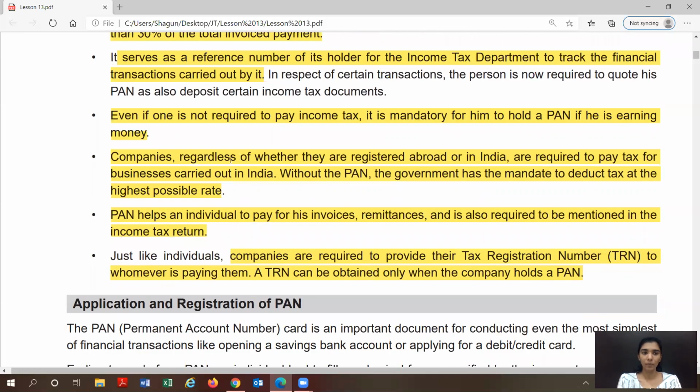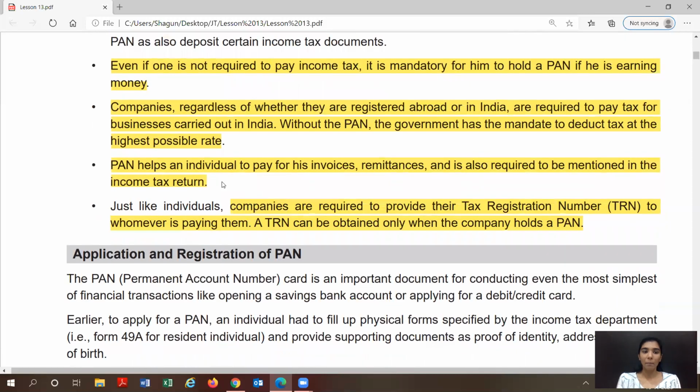Companies, regardless of whether they are registered in India or abroad, are required to pay tax for the businesses carried out in India. Without PAN, the government has mandated to deduct tax at the highest rate possible. Then PAN helps an individual to pay for his invoices and remittances, and is also required to be mentioned in the income tax return. Similarly, companies are required to obtain a tax registration number to whomever is paying them. A TRN can be obtained only when a company has a PAN. So a prerequisite for a company to have a tax registration number is to have a PAN number.